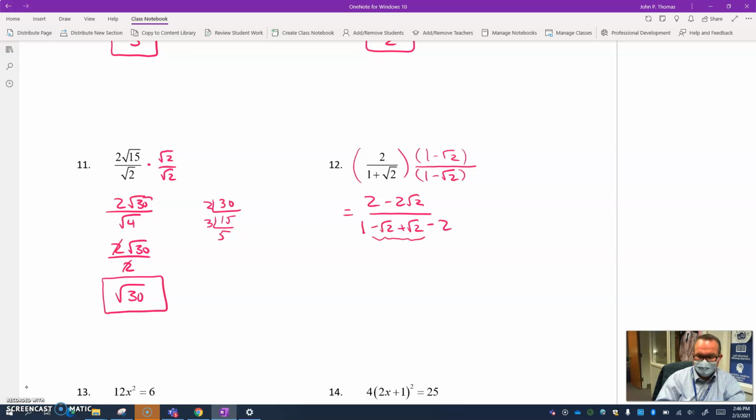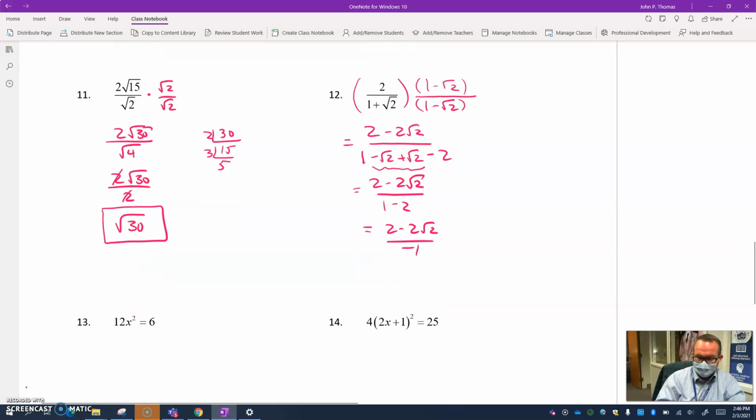Now, notice these middle terms. Notice how they cancel out for us. That is the whole advantage of multiplying by the conjugate. Because now I've got 2 minus 2 root 2 over 1 minus 2. So that's 2 minus 2 root 2 over negative 1.